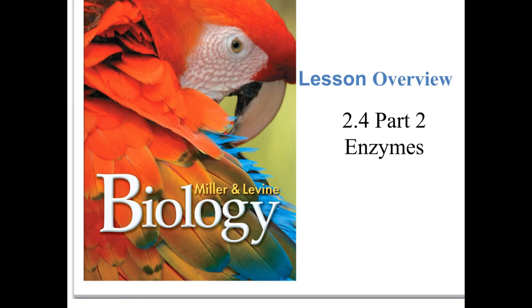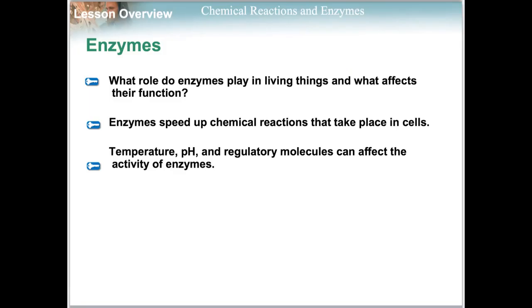In this lesson, we're going to find out how enzymes can affect that activation energy required to allow chemical reactions to occur at a rate that's fast enough to sustain life. What we want you to focus on in this lesson is what role do enzymes play in living things and what kind of things are going to affect their function. The second point is that enzymes are going to speed up chemical reactions that take place in the cell. And the third point is that you're going to find out that temperature, pH, and regulatory molecules are going to affect the activity of enzymes.